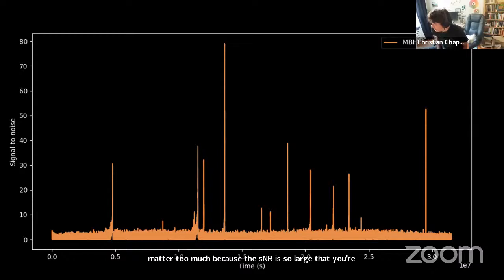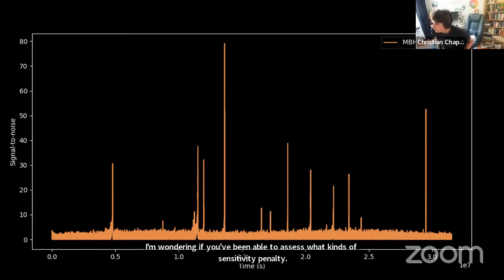But the fainter ones are higher redshifts, which are quite valuable as well. You might not see these with this method, and indeed you would only really be able to pick these out either with a very fine template bank or with stochastic methods. So I'm wondering if you've been able to assess what kinds of sensitivity penalty you experience with this approach.